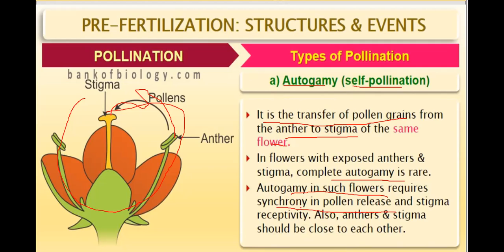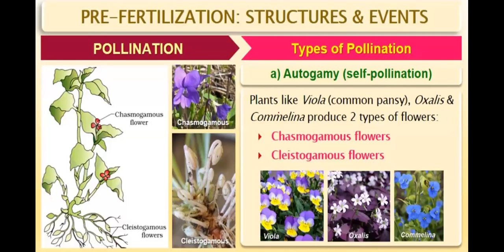What do you mean by this? At the same time, both pollen grains and stigma are functional, they are receptive. And anther and stigma should be very near to each other. Only in that case may autogamy be possible. Now, plants like viola, that is called common pansy, oxalis, and commelina produce two types of flowers. This is viola, this is oxalis, this is commelina.